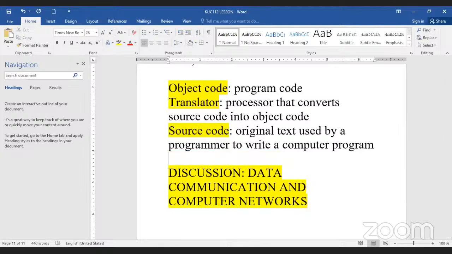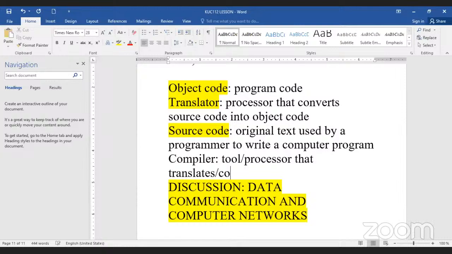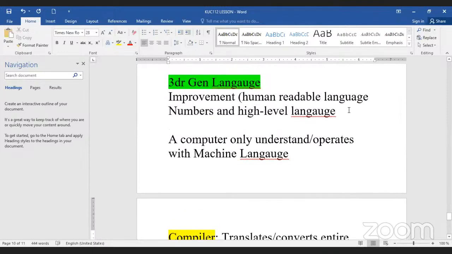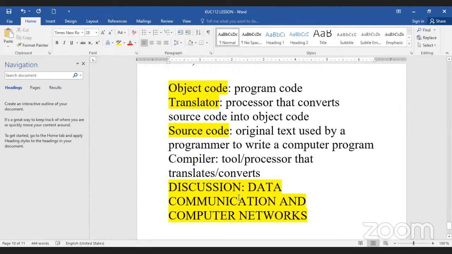Then we mentioned something called a compiler. What's a compiler? This is a tool, or maybe let us use the word processor, that translates, or rather converts the entire source code. I think we have defined what a compiler is. Yes, it's here.